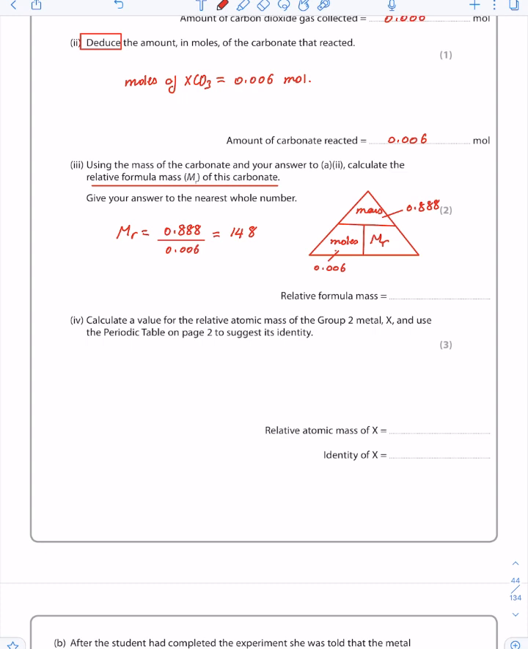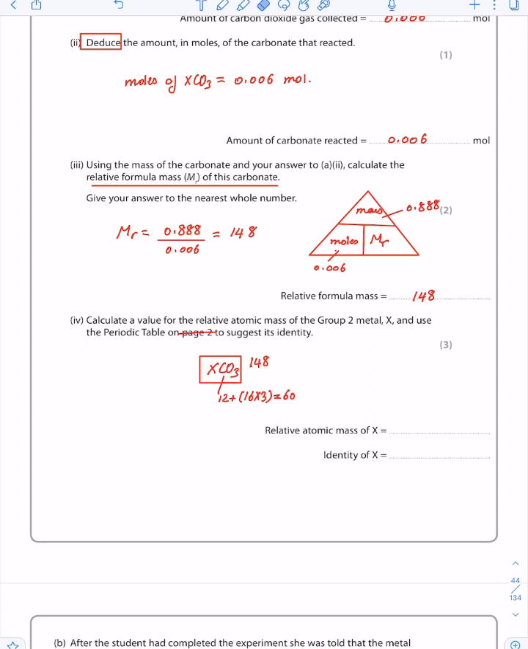148. يبقى relative formula mass 148. Calculate the value for the relative atomic mass of group 2 metal X and use the periodic table to suggest the identity. طيب أول حاجة الإكس كربونات كله على بعضه الام ار بتاعته كام؟ 148. طب ما انا اقدر اعمل subtracting للكربونات اللي وزنها 12 plus oxygen 16 by 3 يعني totally 60 من ال 148 عشان اطلع الاتوميك ماس اوف x.